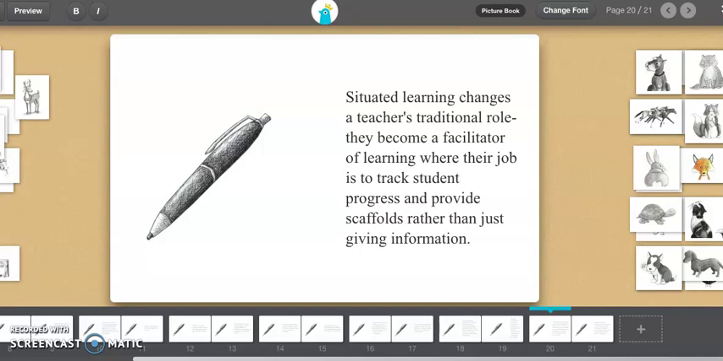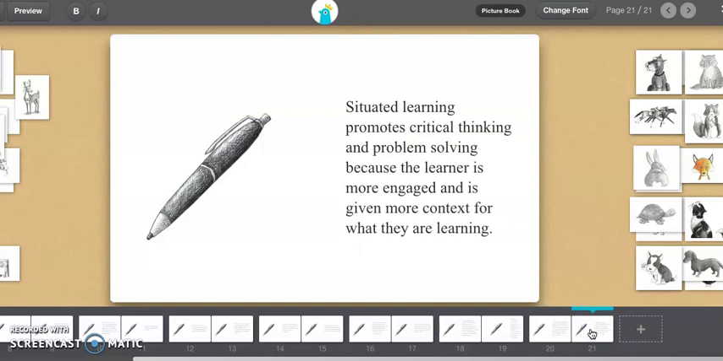Also, another important piece of this is that situated learning changes a teacher's traditional role because they become more of a facilitator of learning, where their job is more to track student progress and see where students are at and provide those supports and scaffolds rather than just spewing information at students. So they're facilitating the learning rather than explicitly giving information all the time.